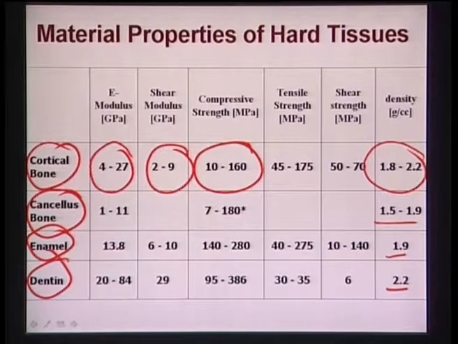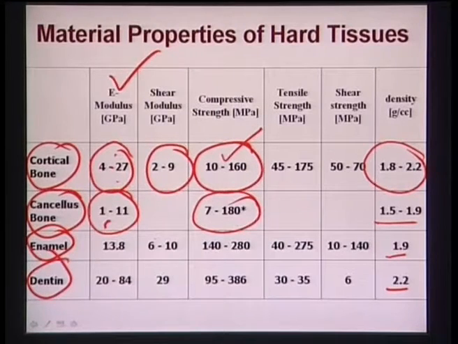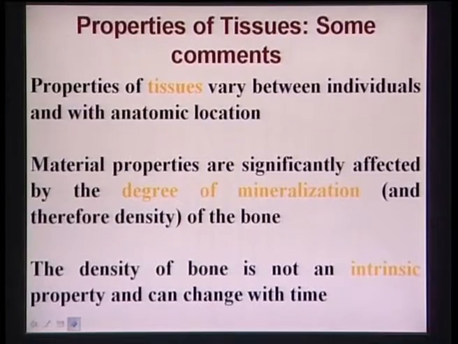Now, when you talk about the elastic modulus, cortical bone has 4 to 27 gigapascal, cancellous bone is much lower, because cancellous bone has porosity, and that porosity reduces the elastic modulus. You have a compressive strength of 10 to 160, cancellous bone can have a lower compressive strength. Then enamel has 13.8 and dentin has 20 to 84 gigapascal, which is close to 100 gigapascal.